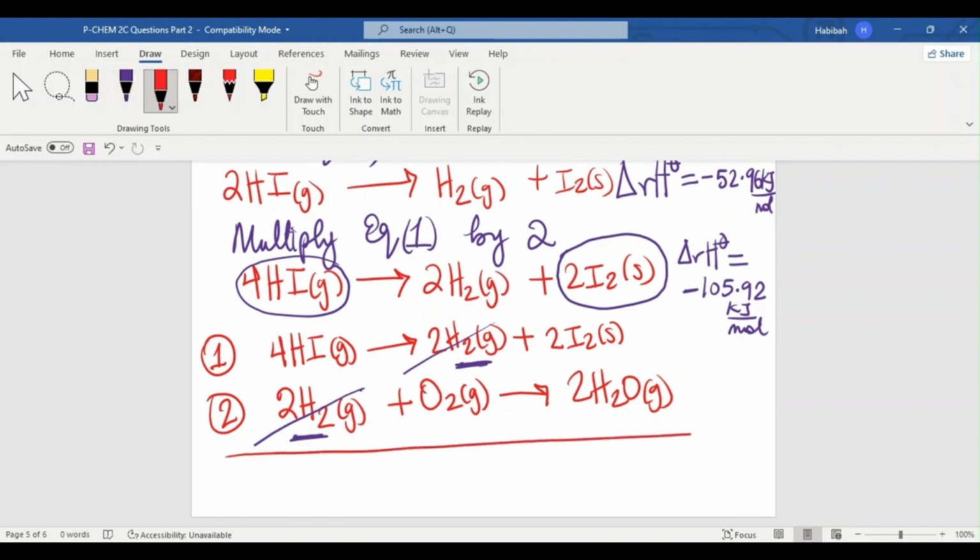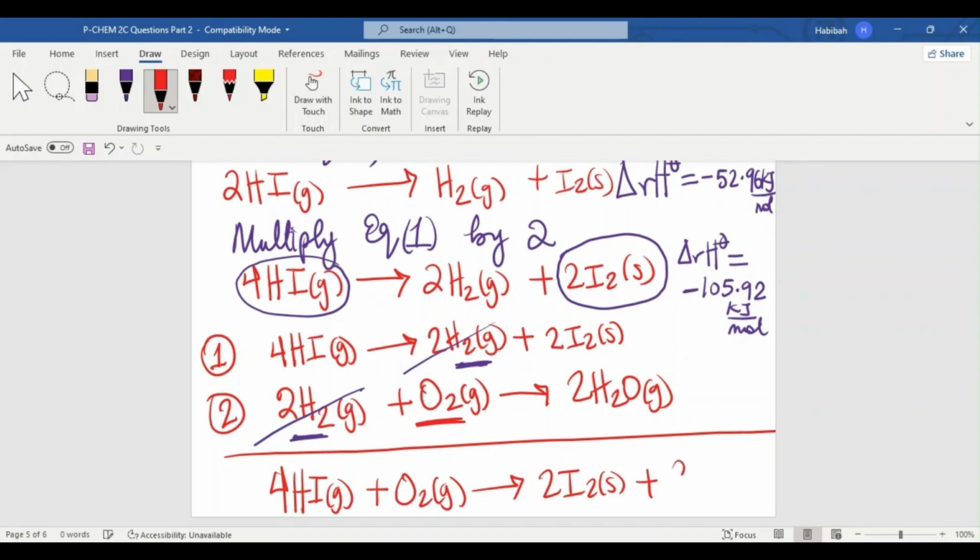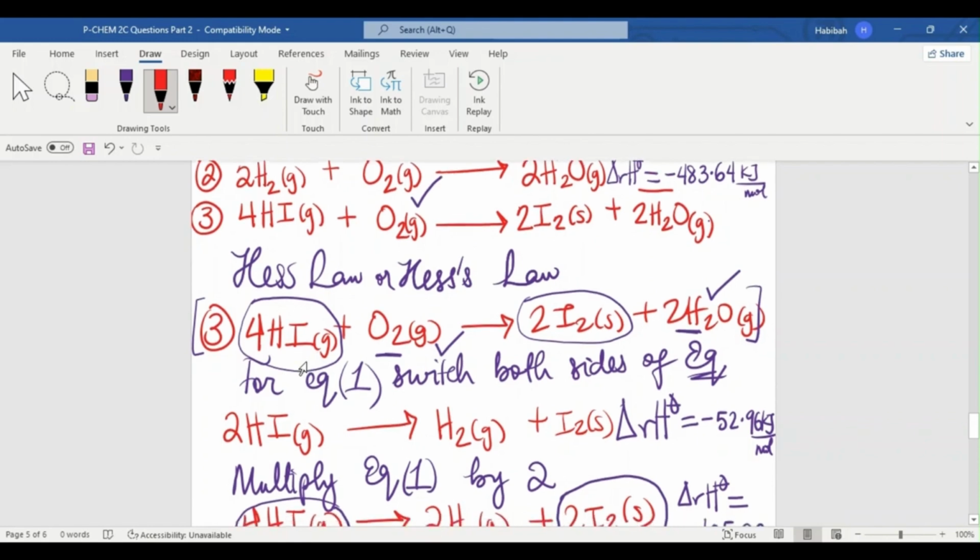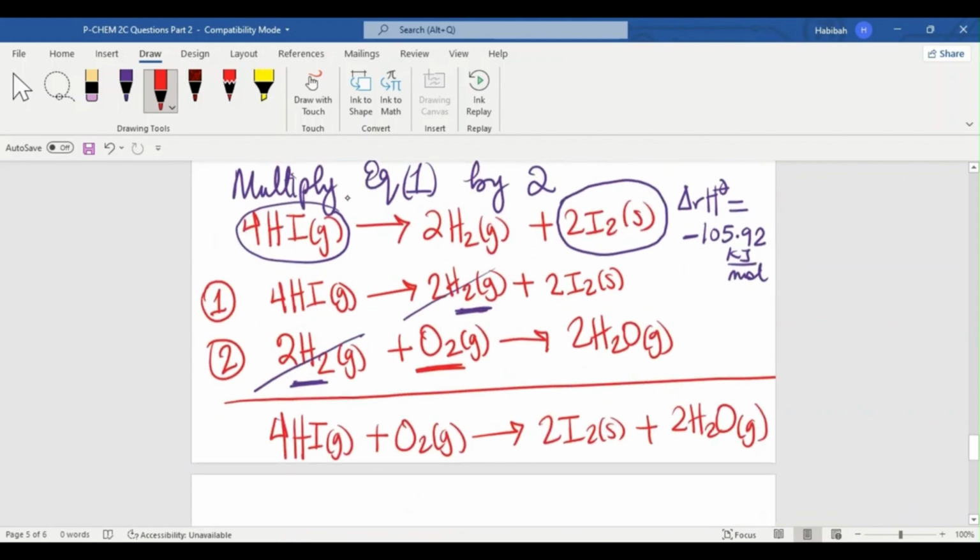So it's basically rewriting it. What you end up with is 4HI gas plus this O2 gas would give you 2I2 solid plus 2H2O gas. So this is basically the answer. And when you look at equation 3, what we were asked to solve for, we successfully solved for it. So we're able to determine the equation.